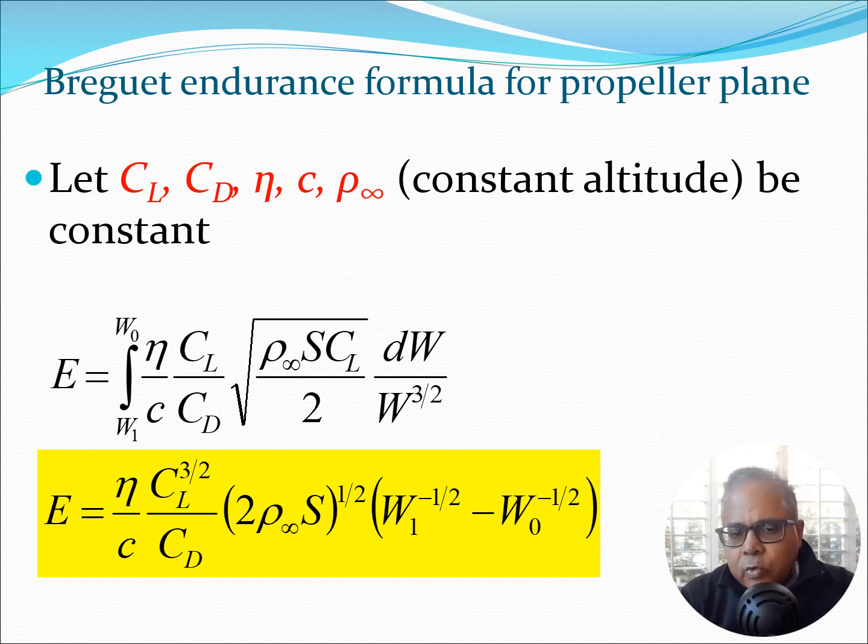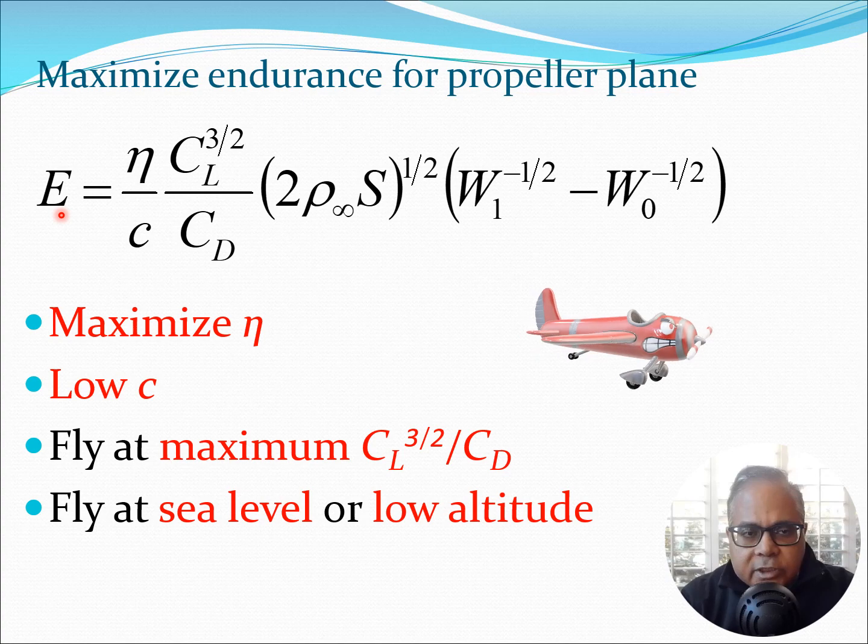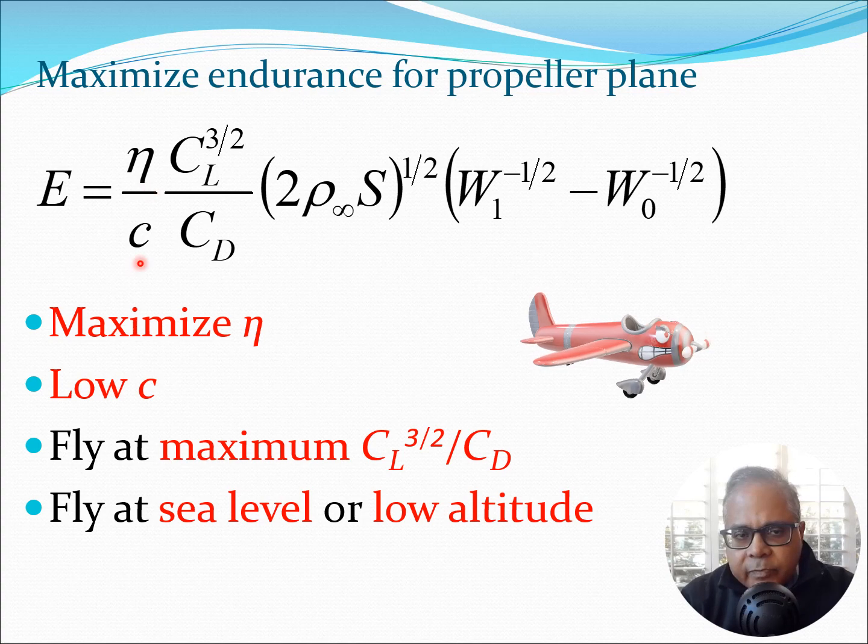So now we are going to look at this equation very carefully and see what we can extract from it in terms of physics. So let's take a look at this equation, which is the endurance for a propeller aircraft. So again, we see that we typically want to maximize the endurance E, and so what we can do is maximize eta, which is efficiency of the propeller system, have a low C, which is have an efficient fuel system, and also we can fly at the highest value of CL^(3/2) by CD. So this is different from the expression for range. Now we have CL^(3/2) by CD, whereas in range we had CL by CD.